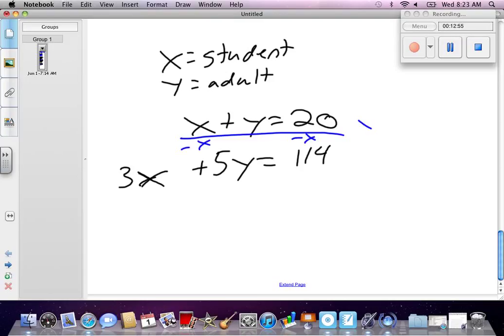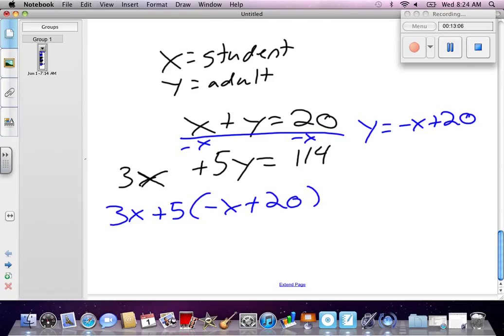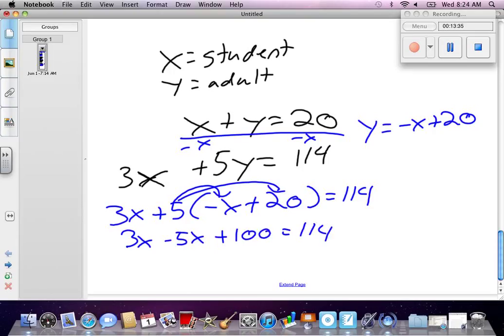So I'm going to subtract x from both sides, and I would get y equals negative x plus 20. And then I would plug that in for y. So I get 3x plus 5 times negative x plus 20 equals 114. What is my next step? I want to solve. What do I do next? Who sees the parentheses? Distribute, thank you. Distribute that 5. So I get 3x minus 5x plus 100 equals 114.